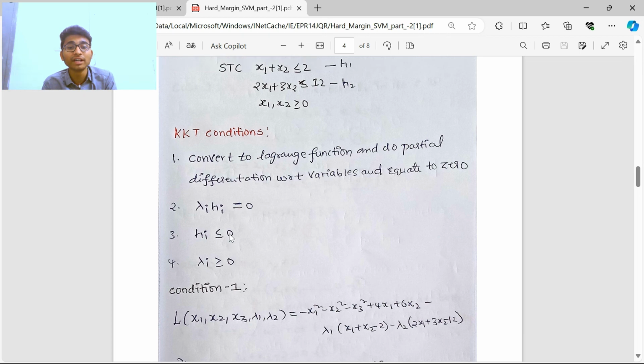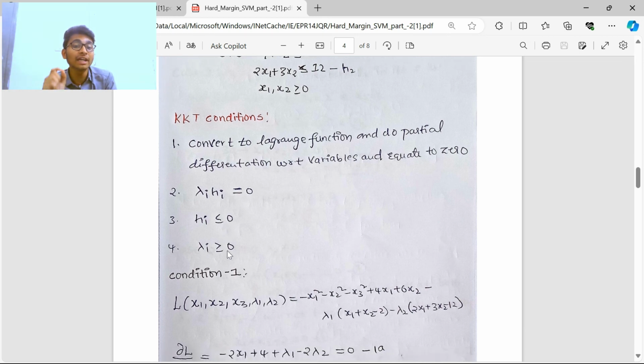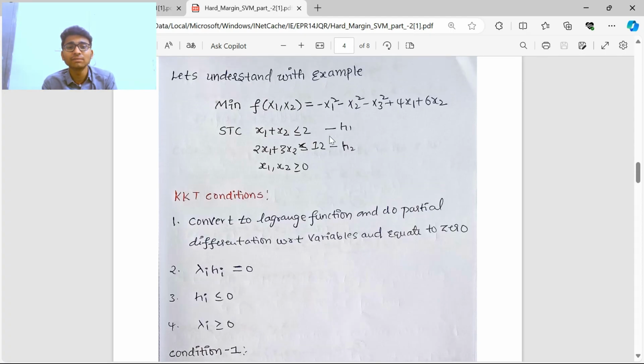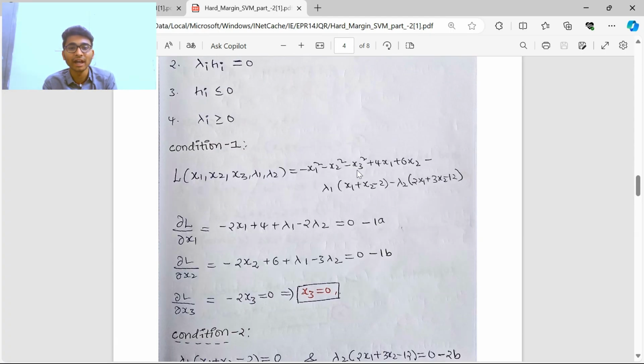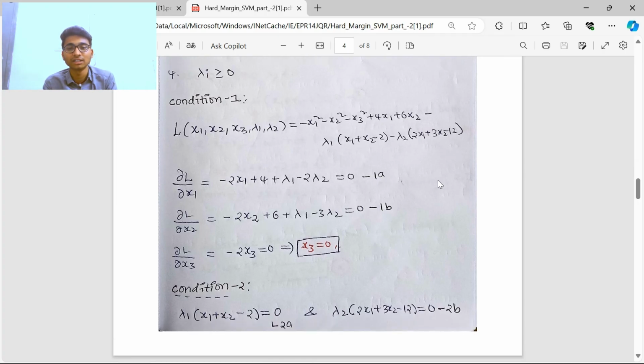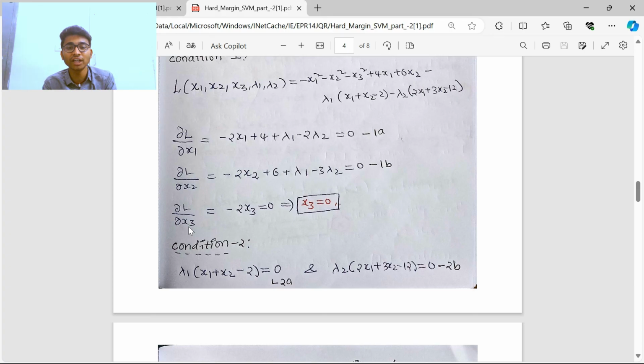And the third one, every constraint should be less than or equal to 0. And the fourth one is every Lagrange multiplier should be greater than or equal to 0. These are the four conditions of KKT. Now let's apply each condition to this example. I wrote the Lagrangian function f of w minus lambda 1 into the first constraint minus lambda 2 into the second constraint.